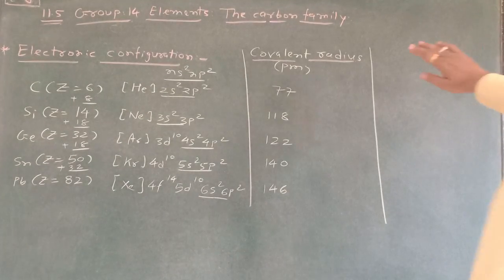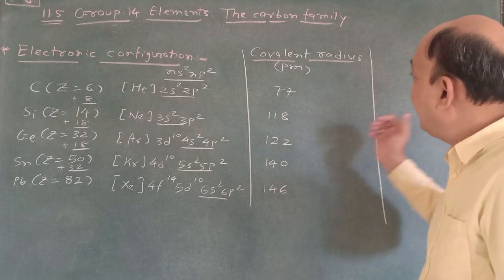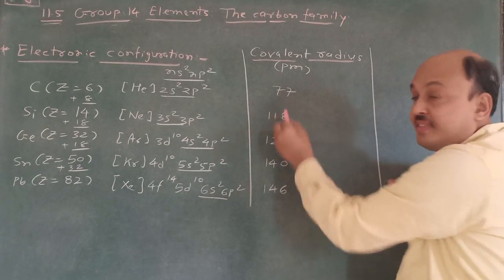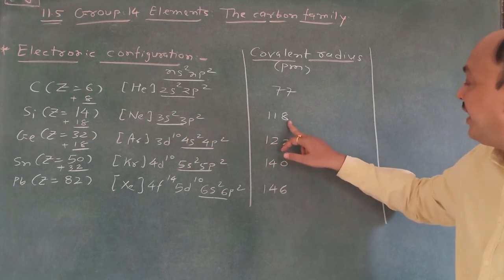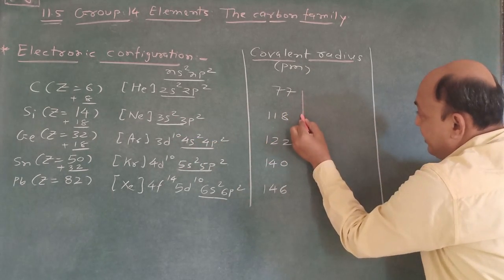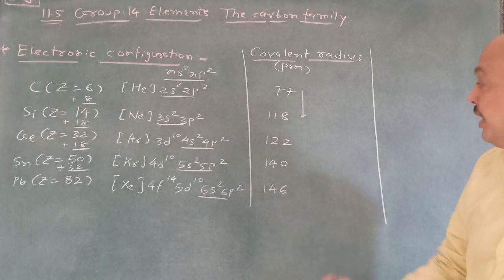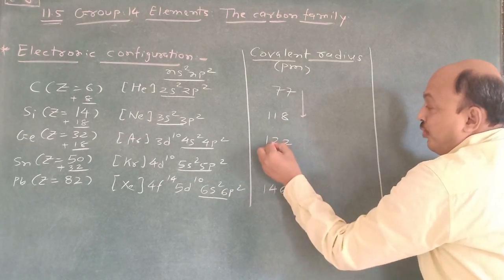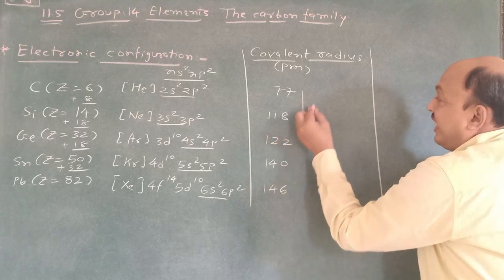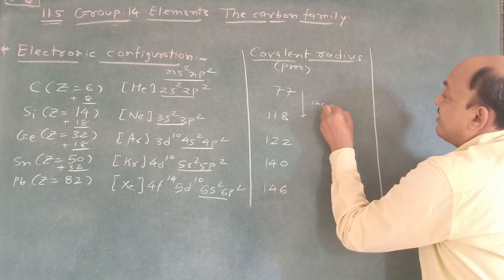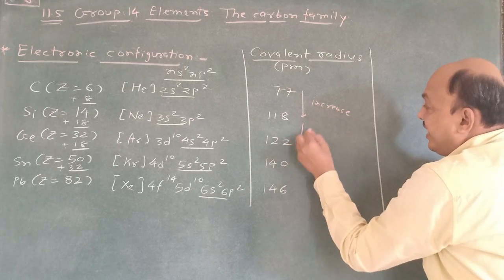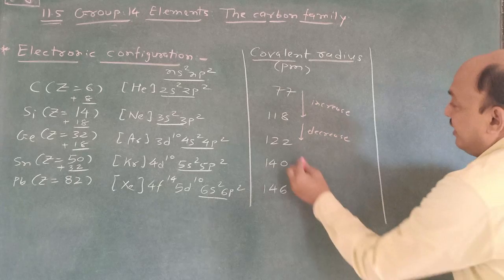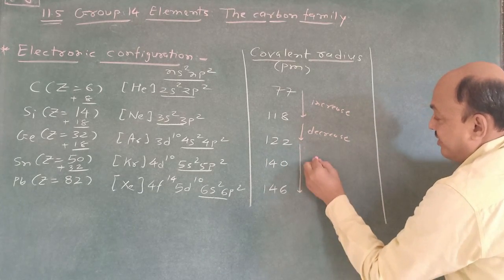Now here, covalent radius, just to see these trends. Carbon's covalent radius is 77, silicon's covalent radius is 118. That means it increases from carbon to silicon. But see silicon to germanium: 118 and then 122. Now it is an increase, but before it was a decrease.